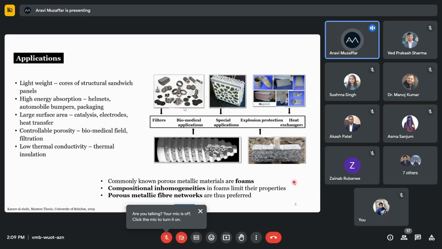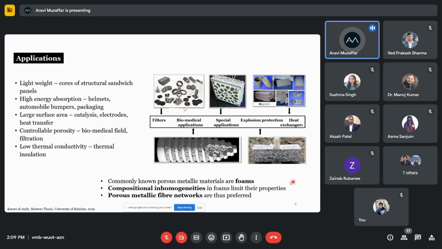However, there are certain drawbacks associated with foams. One of the most important drawbacks is the compositional inhomogeneities, as a result of which their strength is a bit lower than what is theoretically possible. Also, these have macropores as well as micropores present in them, as a result of which, again, their strength and ductility are affected. So, in order to avoid all of these things and still get a metallic porous material, we have porous metallic fibrous networks.